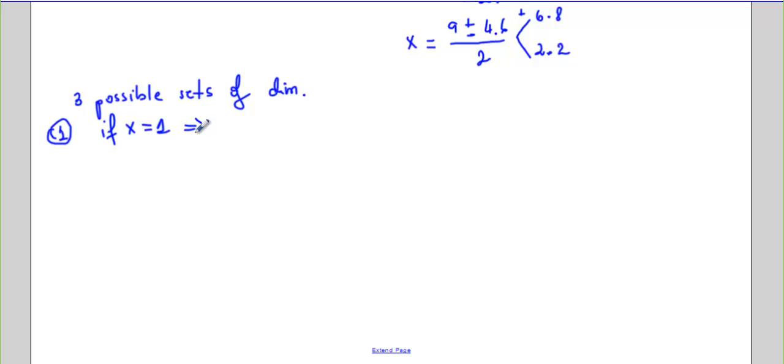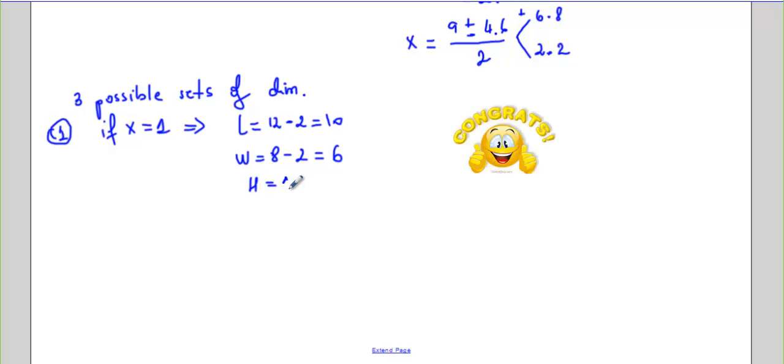Well, if x equals 1, we know that the length is 12 minus 2x, or 12 minus 2, which equals 10. The width is 8 minus 2x, which equals 6. And the height is x, which equals 1. So that's our first case, so the scenario works.